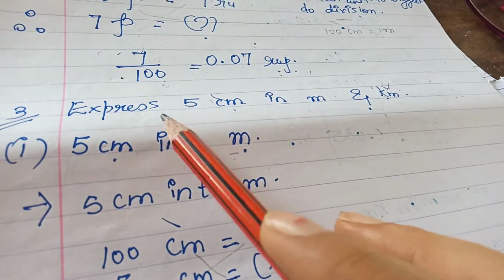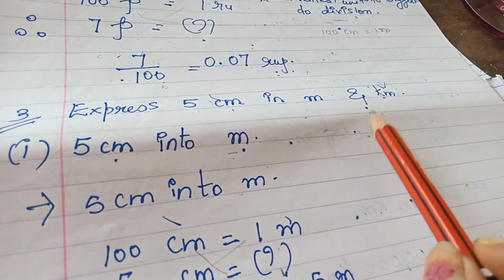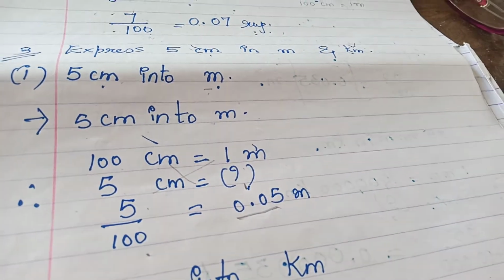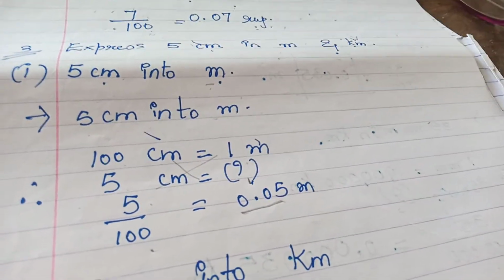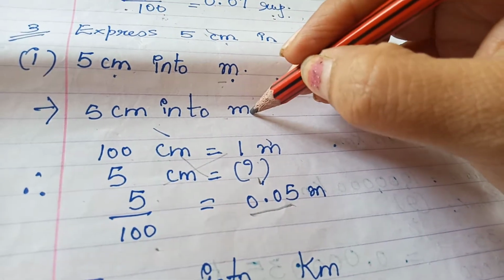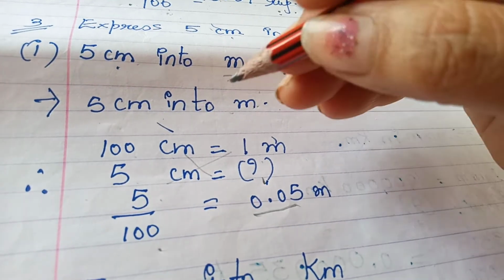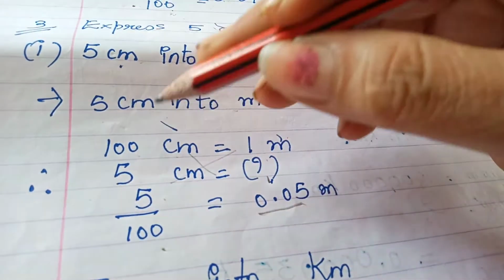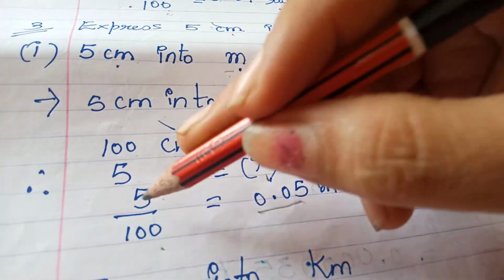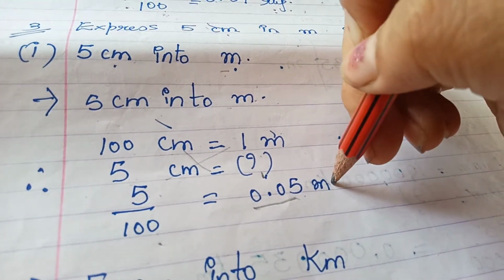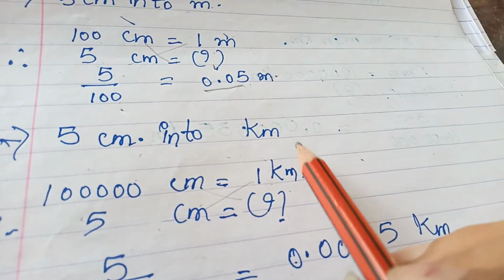The third one is express 5 centimeter into meter and kilometer. So 5 centimeter into meter, how to convert? See, centimeter is smaller and meter is bigger, so do division, I have told you. 100 centimeters is equal to 1 meter, 5 centimeters is equal to how much? So 5 upon 100, cross multiply. So 0.05 meter.